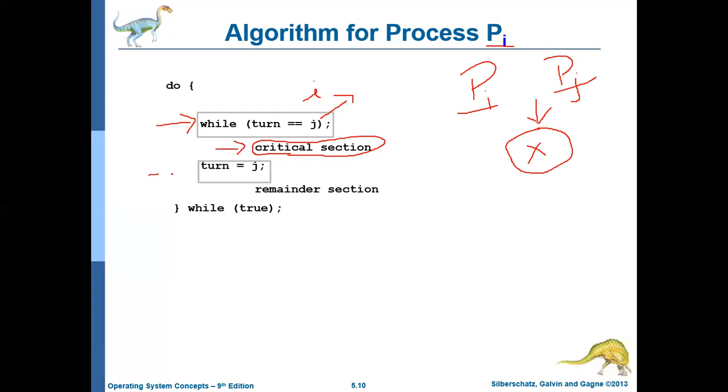And this is the exit section. In the exit section, it is saying that I have now completed executing the critical section. Now it is jth turn. Now j can continue. It is making turn equal to j. Then it executes the remainder section. So this is the algorithm for process Pi.